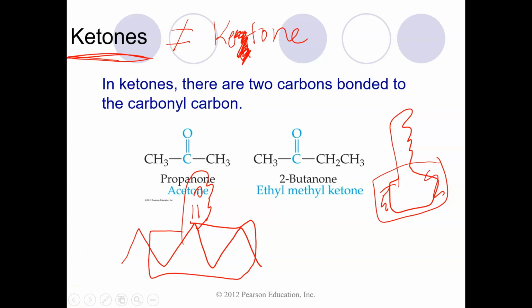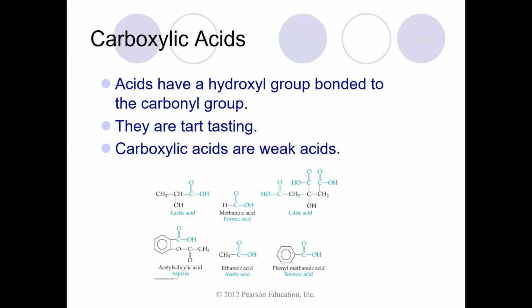So ketones have that double bond to an oxygen on any carbon not the beginning or the end, not the first or the last. But they're similar to aldehydes, so I kind of group them together. And then the last one in this category are carboxylic acids. They're kind of a combination of aldehydes and alcohols, but not.